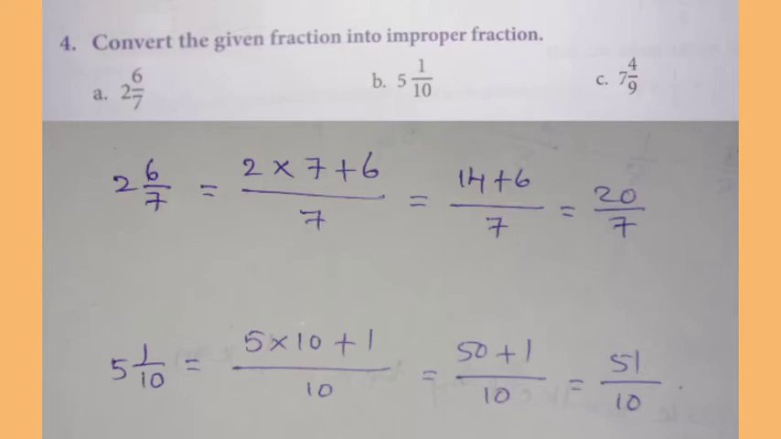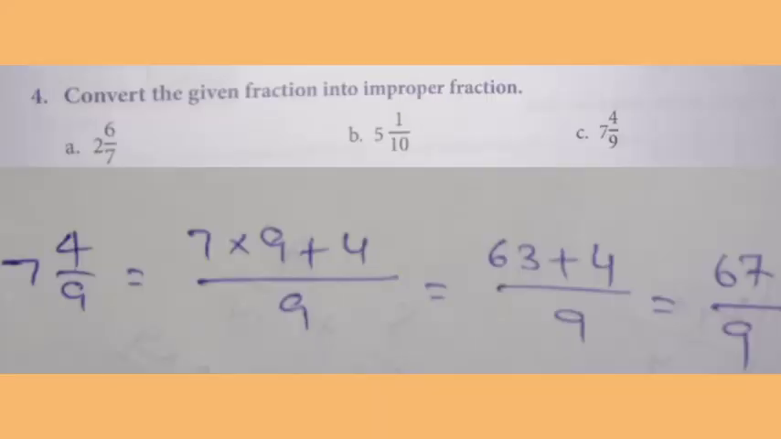Now bit A, 2 6 by 7. 2 6 by 7 is equal to 2 into 7 plus 6 by 7, which equals 14 plus 6 by 7, which equals 20 by 7. Bit B, 5 1 by 10, which equals 5 into 10 plus 1 by 10, which equals 50 plus 1 by 10, which equals 51 by 10. Bit C is 7 4 by 9, which equals 7 into 9 plus 4 by 9, which equals 63 plus 4 by 9, which equals 67 by 9.